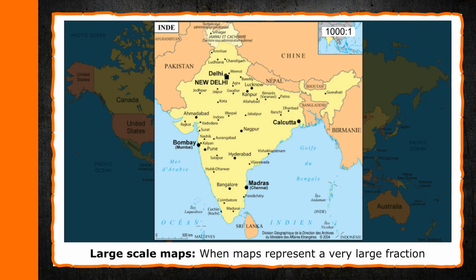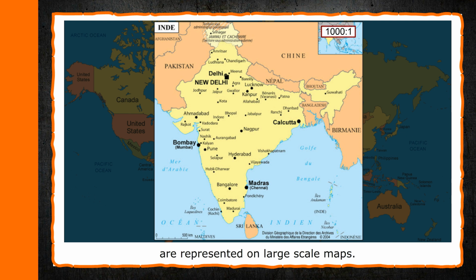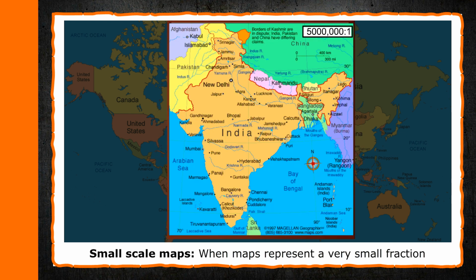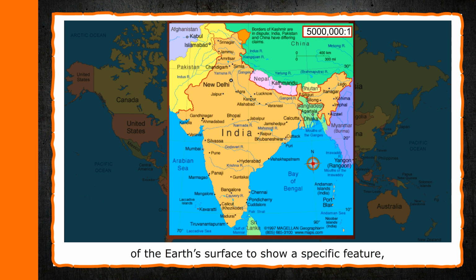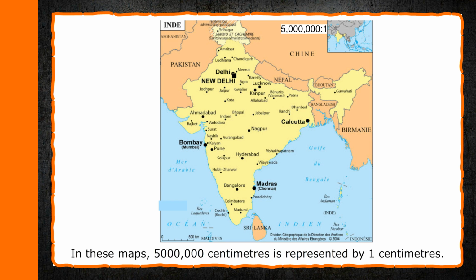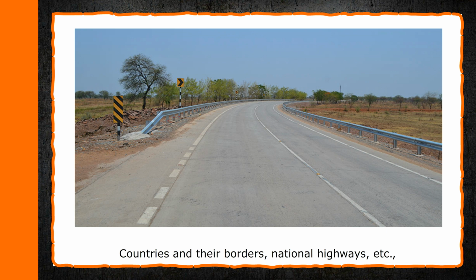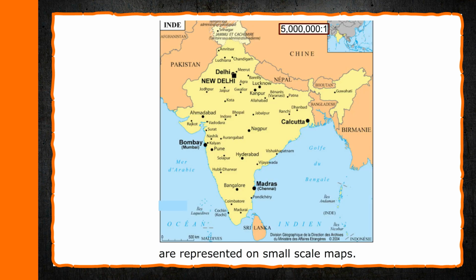Large-scale maps. When maps represent a very large fraction of the Earth's surface, they are called large-scale maps. In such maps, a distance of 1000 centimeters on the Earth's surface is represented by 1 centimeter. Maps of buildings, streets, etc. are represented on large-scale maps. Small-scale maps. When maps represent a very small fraction of the Earth's surface to show a specific feature, they are called small-scale maps. In these maps, 50 lakh centimeters is represented by 1 centimeter. Countries and their borders, national highways, etc. are represented on small-scale maps.